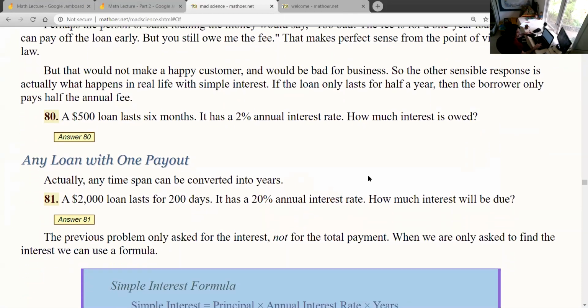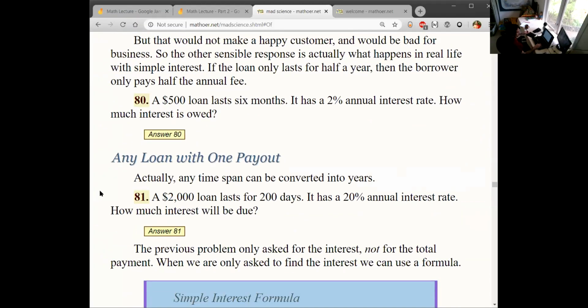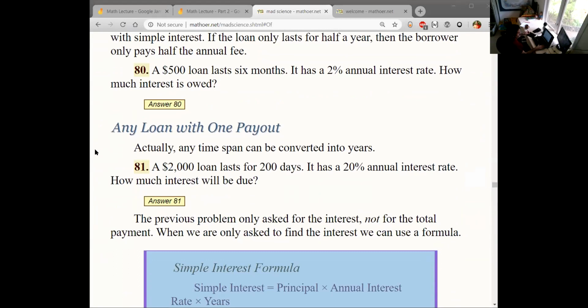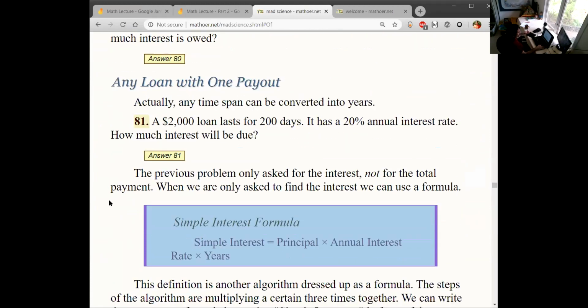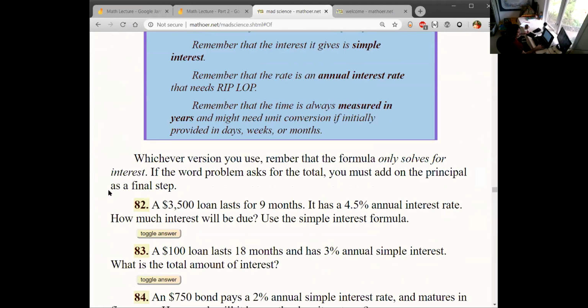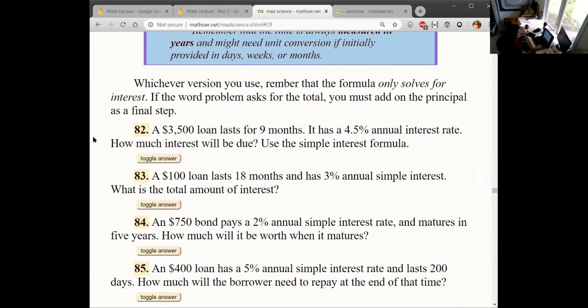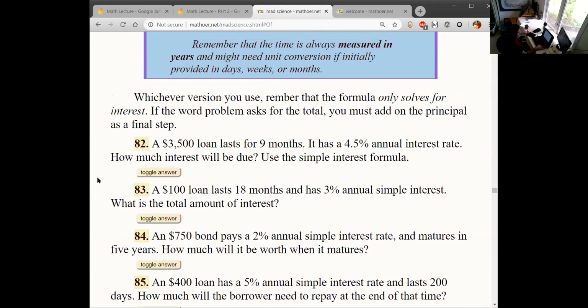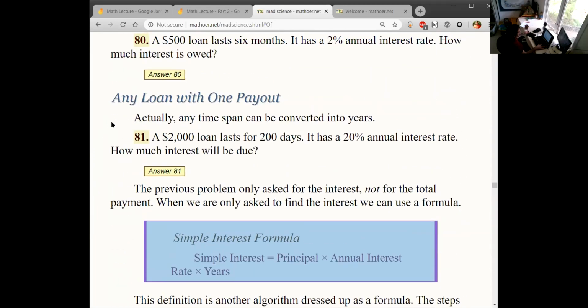Okay, one last example. Let's move a little faster. No, let's not. Okay.